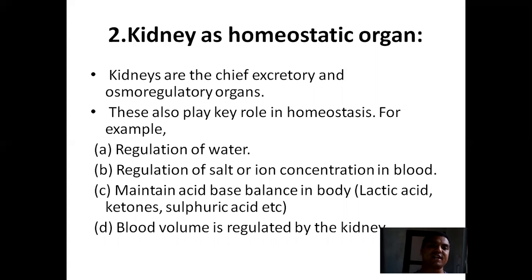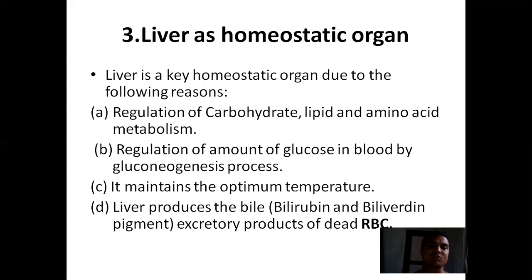Kidney as a homeostatic organ. Kidney is a chief excretory and osmoregulatory organ. This plays an important role in homeostasis. For example, regulation of water, regulation of salt and ions, maintenance of acid-base balance in the body, and blood volume are regulated by the kidney. Liver as a homeostatic organ.